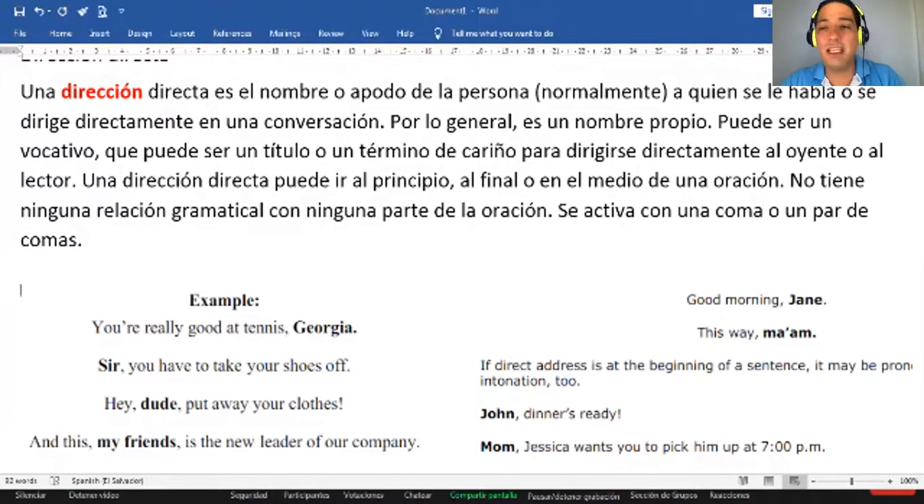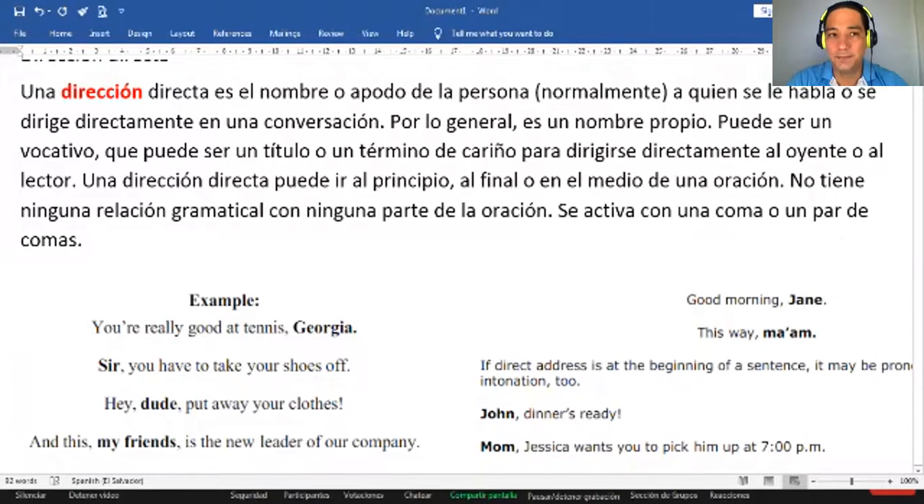So it's always like making emphasis on the little black letters, okay? Georgia, sir, dude, my friends, Jane, ma'am, John, mom. Y el falling intonation, o sea, donde cae la entonación, va hacia abajo, está al principio. You're really good at tennis. You have to take your shoes off. Hey, put away your clothes. And this is the new leader of our company. Por ahí decía que a veces no es necesario ese nombramiento. ¿Sí? Porque yo puedo decir incluso, good morning, y le estoy hablando de cara a cara a Jane. O señalo a la señora y le digo, this way. ¿Ya? Dinner's ready. ¿Sí se entiende eso?